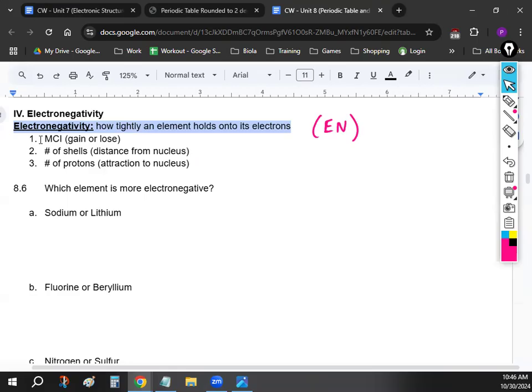Okay, the last one is how many protons does it have? Because more protons means stronger effect of nuclear energy, positive energy. And so the more protons it has, the more tightly it can hold onto the electrons. But again, these are in terms of priority. So you're always going to look at MCI first, then shells, then protons. Okay, yes.